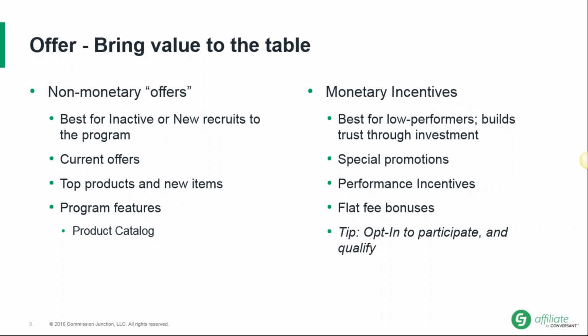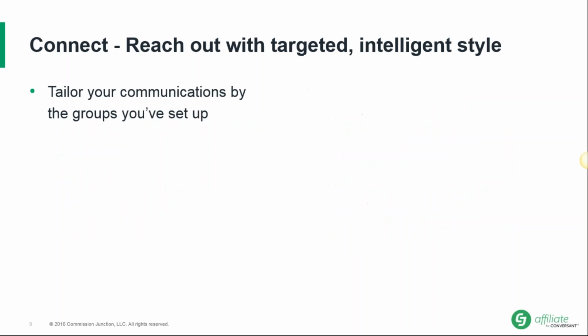Note, it's a best practice to ask for an opt-in to qualify for a reward. This is a good way to establish communication with each publisher and helps to ensure you're rewarding their renewed efforts and not just an unintentional spike which may be short-lived. At this point, you've got your group set up and now you've defined specific ways you can offer them value. It's time to roll out the campaign, and you'll do that with step 3, connect.